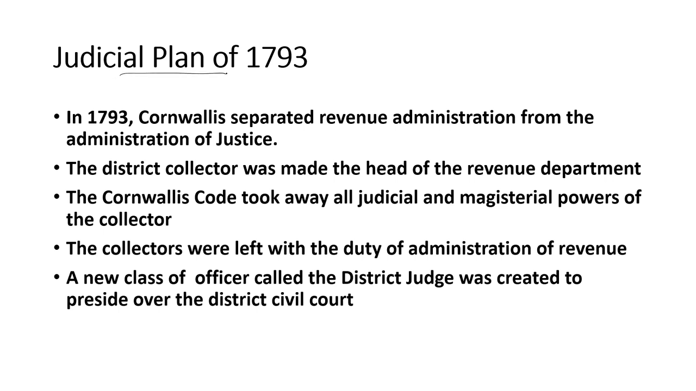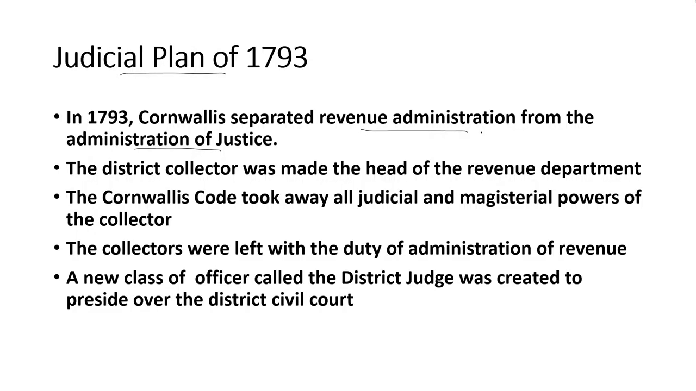Judicial Plan of 1793. It was for the first time that he separated revenue administration from the administration of justice. You recall that during the period of Warren Hastings, civil administration and revenue administration were combined in the same person, the district collector. During the period of Lord Cornwallis in 1787, the district collector was also given the power to administer criminal justice to a certain extent.